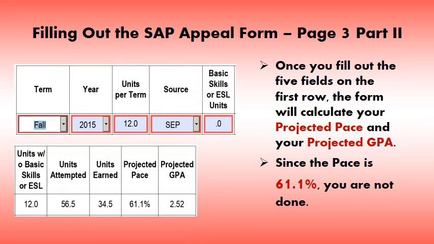Filling out the SAP Appeal Form, page 3, Part 2. Once you fill out the 5 fields on the first row, the form will calculate your projected pace and your projected GPA. Since the pace is 61.1%, you are not done. A screenshot of row 1 from Part 2 filled out is shown. A screenshot of calculations in row 1 is shown.